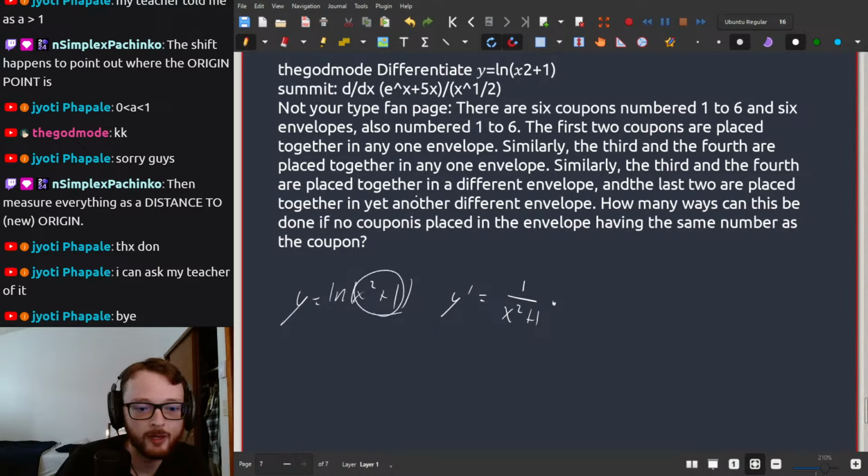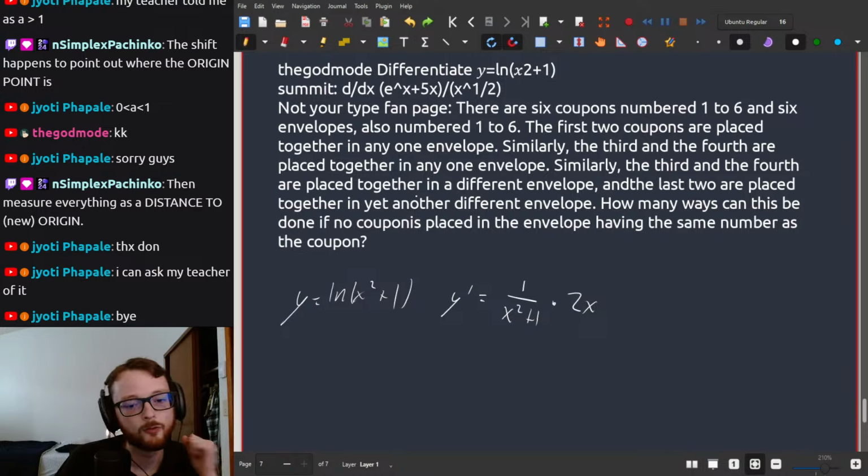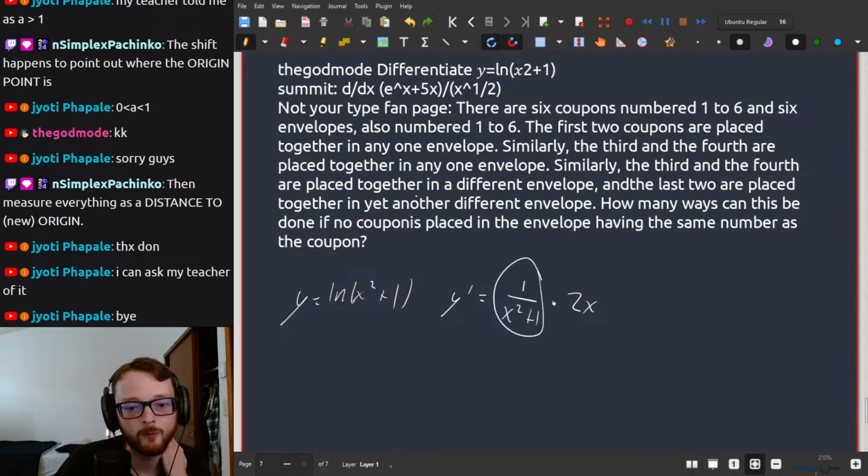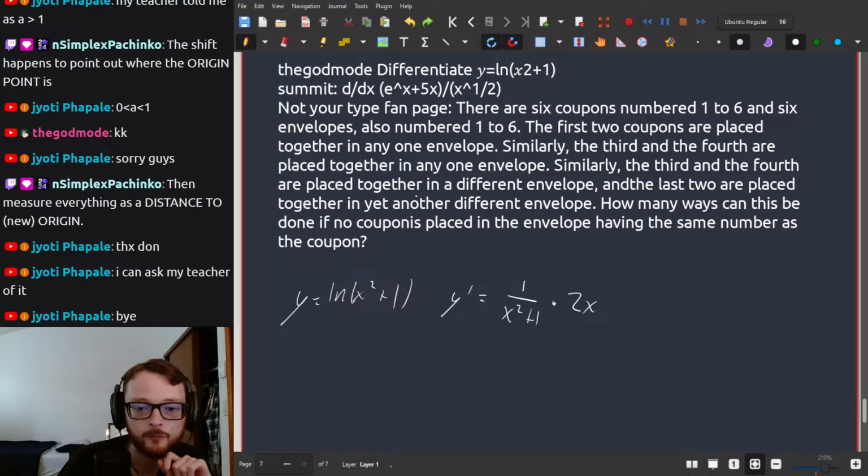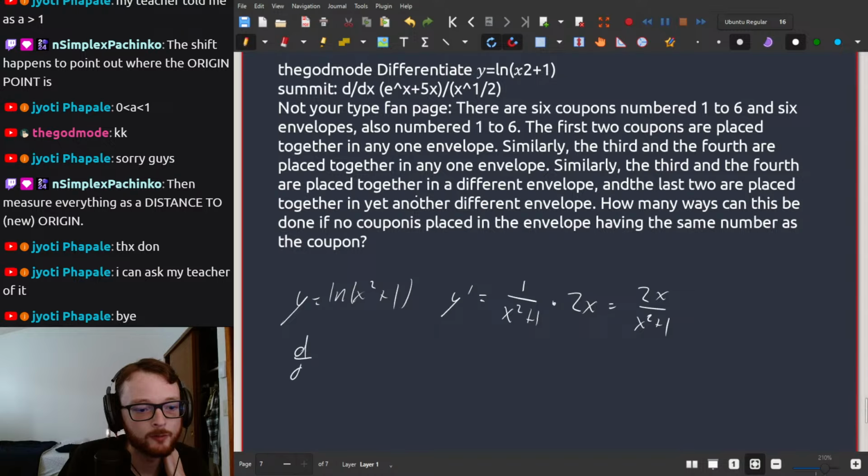So the derivative of the inside, we use the power rule. X squared becomes 2x. The 1 goes to 0. So we got this component from taking the derivative of ln. We got this component from taking the derivative of x squared plus 1. Now just combine it, 2x over x squared plus 1. And I'd say that's the answer there. Let me know if you have any questions. I'm going to go to the next one from Summit. Another derivative, e to the x plus 5x over x to the 1/2.